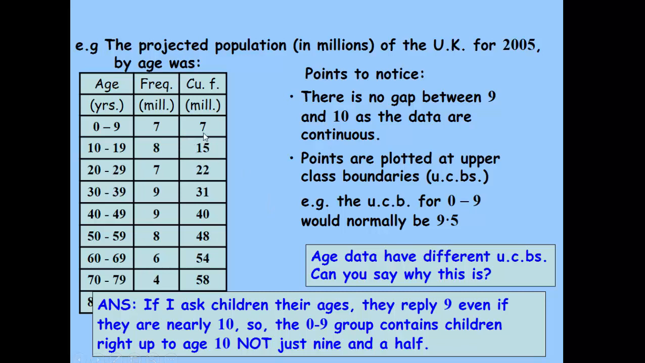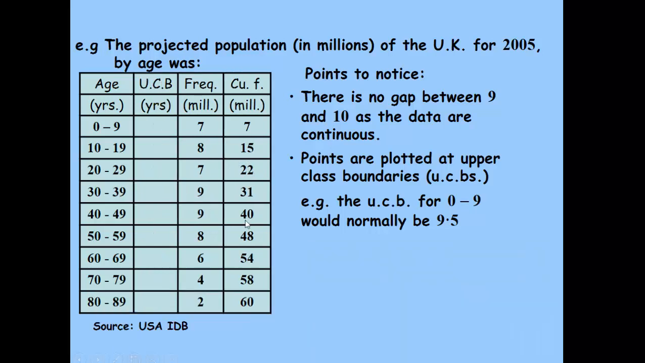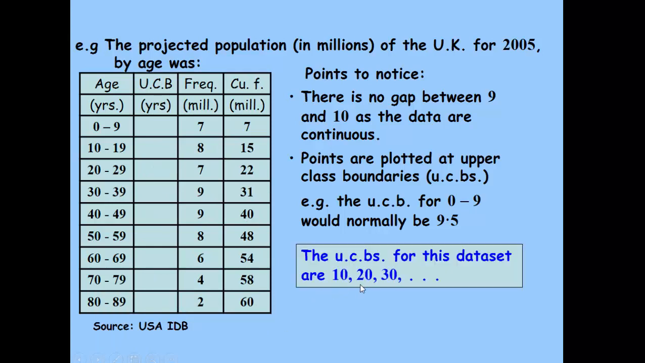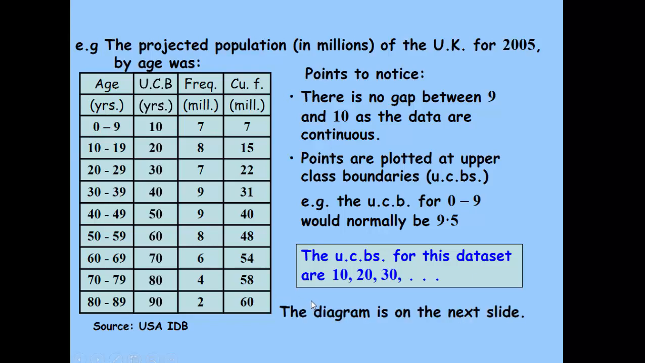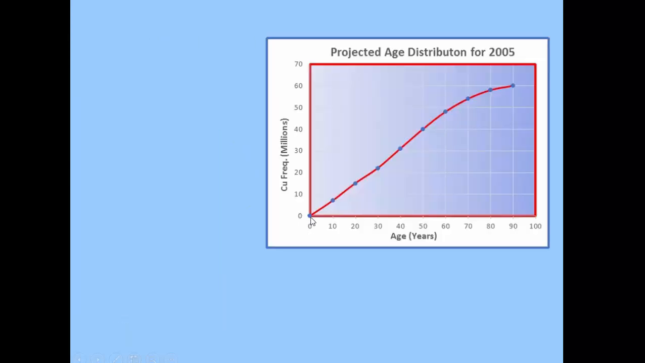Bearing in mind that we're counting everyone up to their age, it's these figures here. So everyone up to that age will be counted. So that's the upper class boundaries we're going to use. Okay, ready to go now. There's our upper class boundaries, there's the cumulative frequency, there's the ages. So ages here, plotted at the upper class boundaries here, cumulative frequency on the vertical scale here.